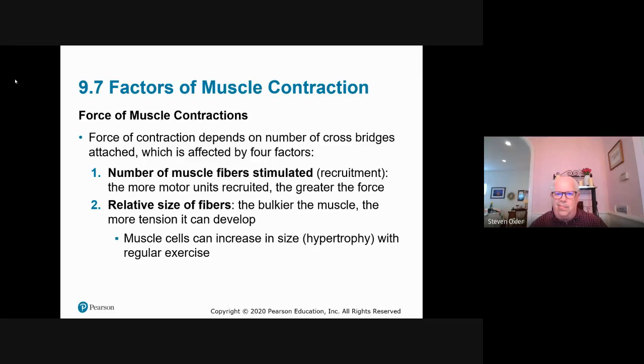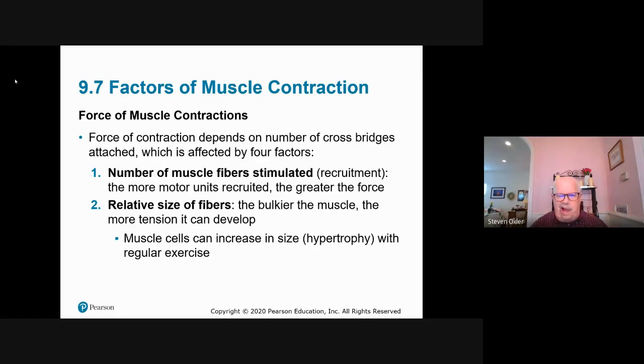Number 1, the number of muscle fibers that are stimulated. If more units are stimulated together, that's called recruitment. So the more muscle fibers in the muscle that are stimulated, the more powerful the force is. Also, the size of the muscle fibers. The bigger the muscle, the more tension it can develop. Muscle cells can increase in size. That is known as hypertrophy.